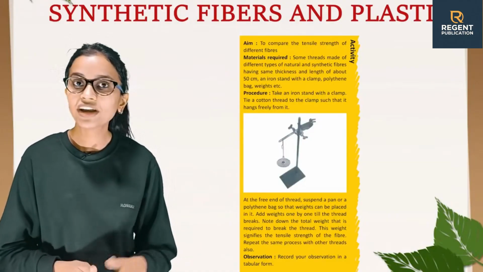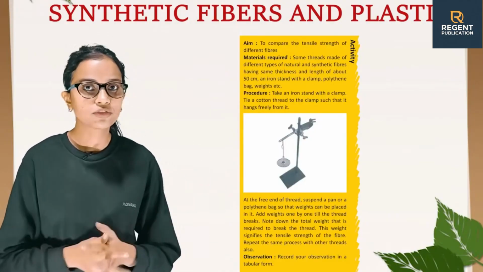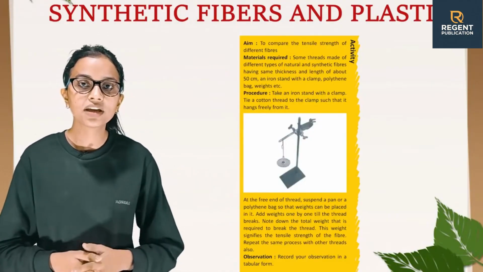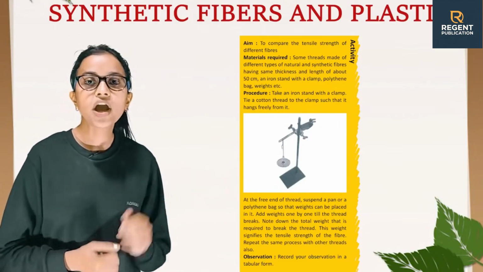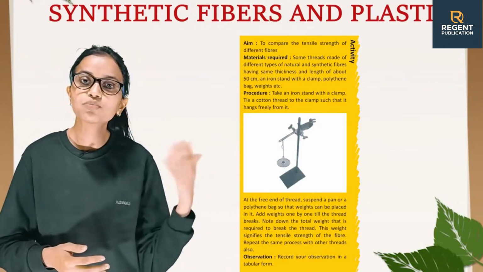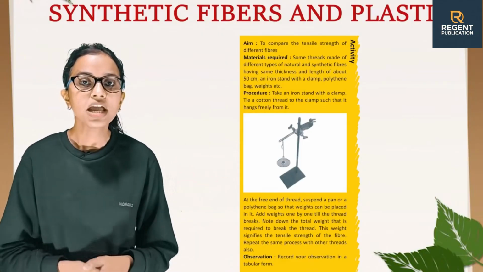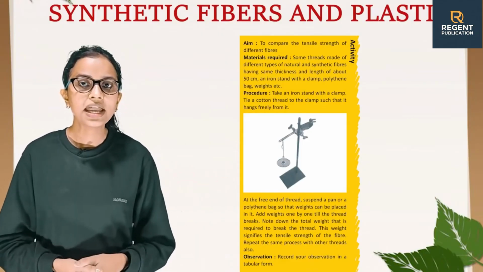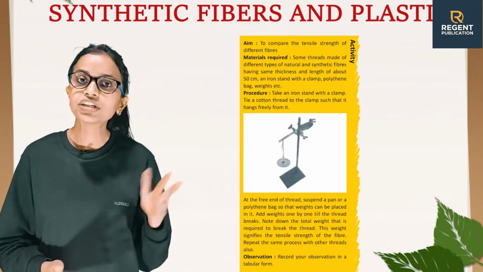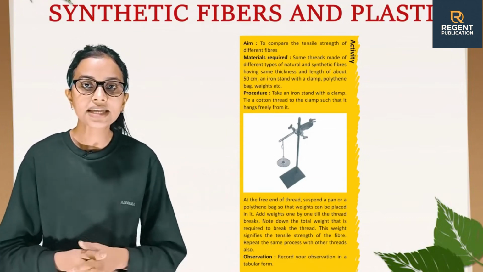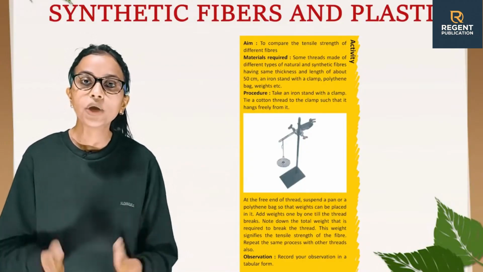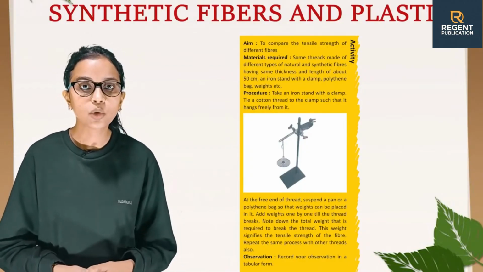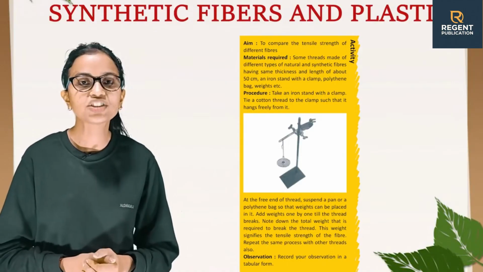So, it's time for an activity. The aim of this activity is to compare the tensile strength of different fibers. Materials required: some threads made of different types of natural and synthetic fiber, having the same thickness and length of about 50 cm, an iron stand with a clamp, polythene bags, weights, etc. Now, we are moving towards the procedure.